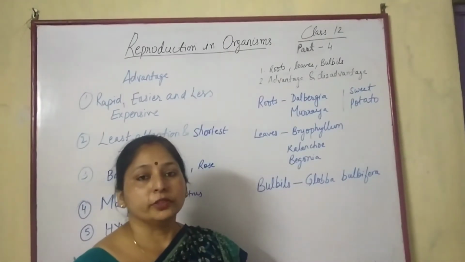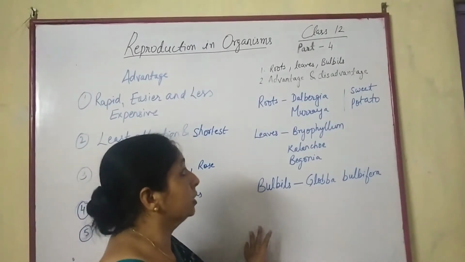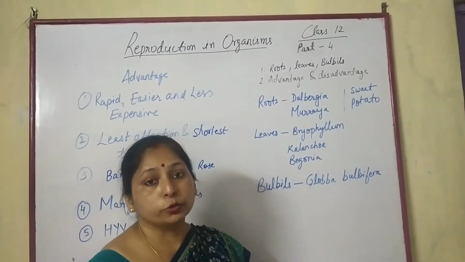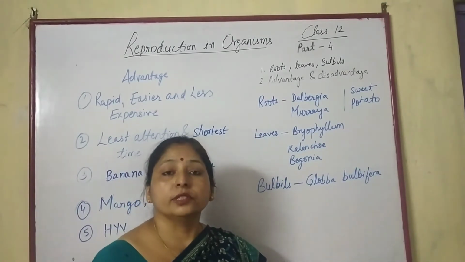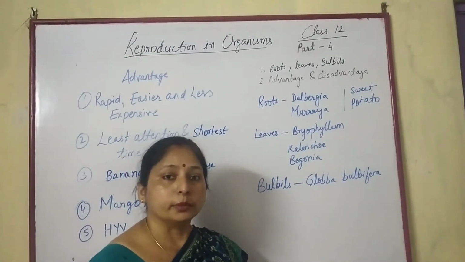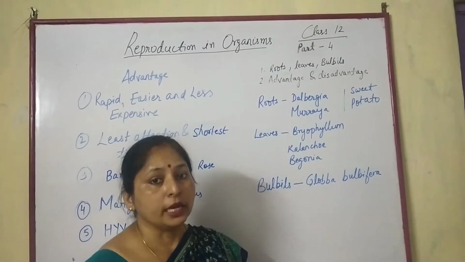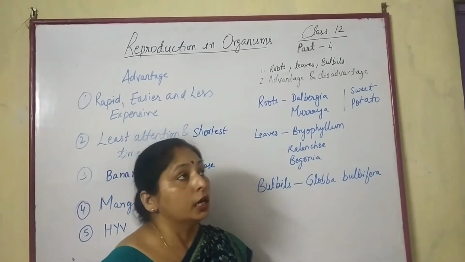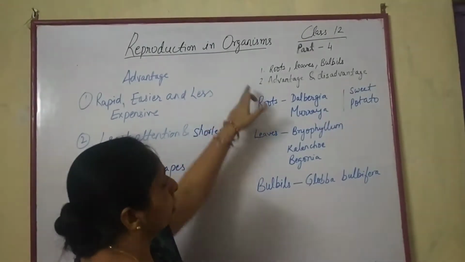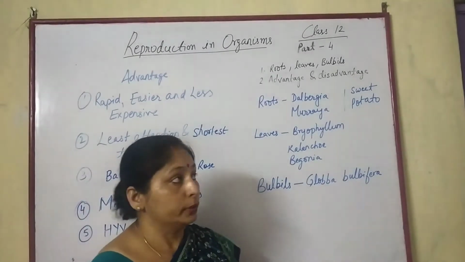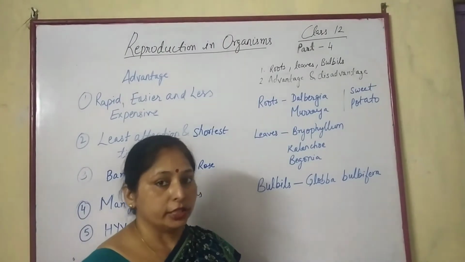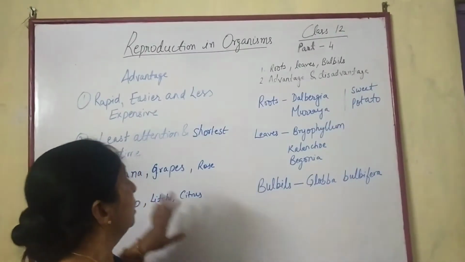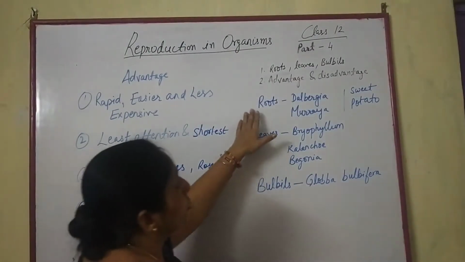Hello students, today we are going to start the topic vegetative propagation through leaves, roots and bulbils. In the previous class we discussed vegetative propagation through underground stem as well as subaerial stem. So today we will discuss roots, leaves and bulbils, then the advantages and disadvantages of vegetative propagation. So let's start with the first topic, that is roots.